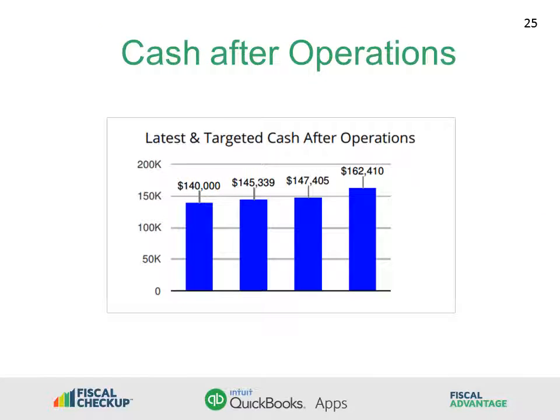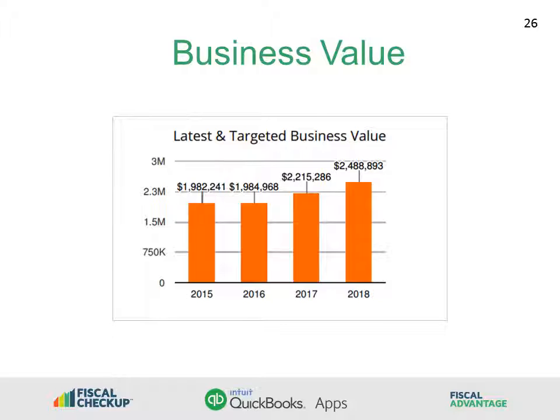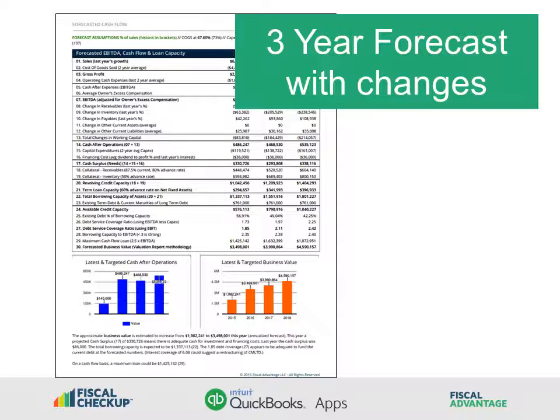The bar chart shows the cash after operations, line 14 from the forecasting table, in graphic form. This bar chart shows the business value, line 30 from the forecasting table, in graphic form.